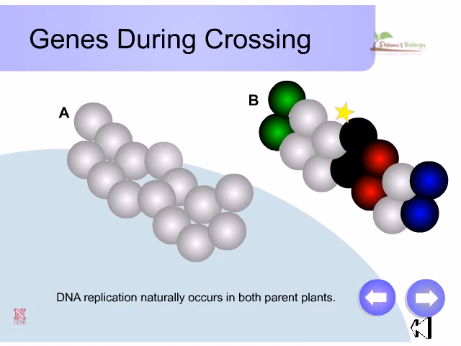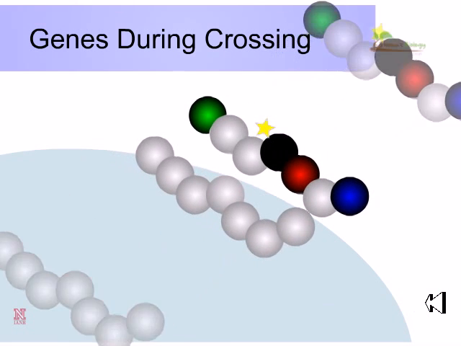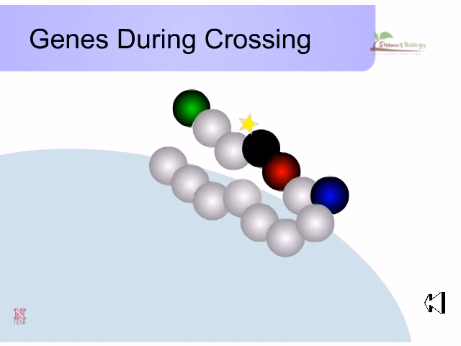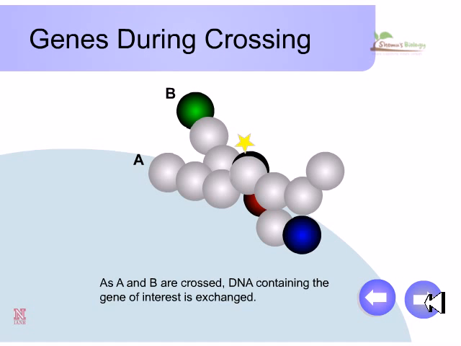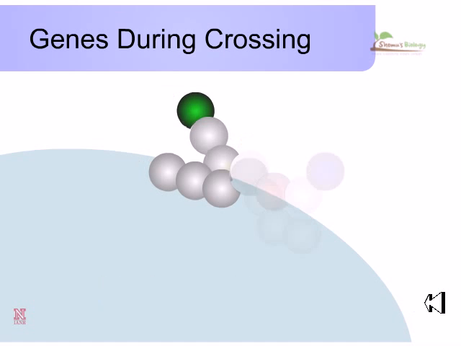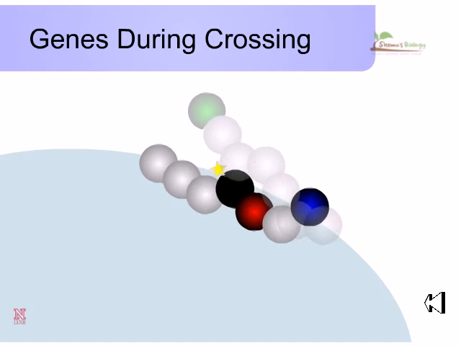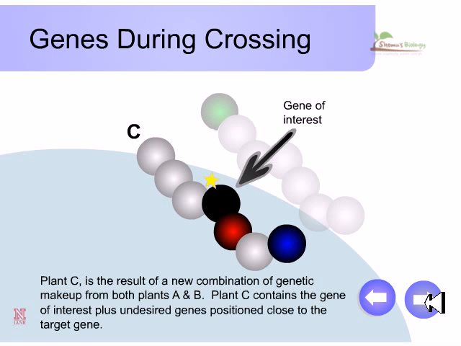DNA replication naturally occurs in both parent plants. When the two plants are crossed, the replicated DNA of the parent plants is recombined in the offspring. As A and B are crossed, DNA containing the gene of interest is exchanged. The result is a combination of the genetic makeup from both plants A and B. Plant C is the result of this new combination. Plant C contains the gene of interest plus undesired genes positioned close to the target gene.